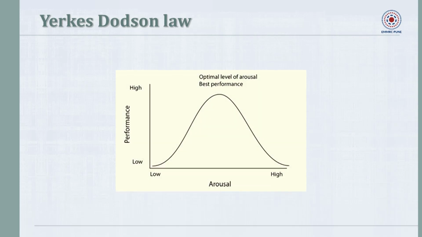It is seen that in general, the level of arousal required for optimal performance differs based on the difficulty level of the task. The relation between task performance and the level of arousal can be explained by the Yerkes-Dodson law. According to the law, there is an inverted U relation between arousal and performance. As depicted by the graph, there is a relatively poor performance at both the lower and the higher levels of arousal. A moderate level of arousal is seen to be optimum for most tasks.